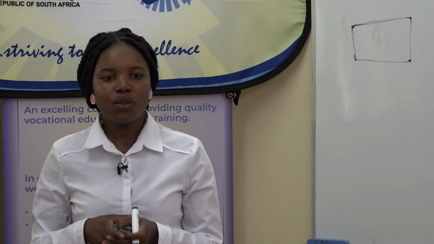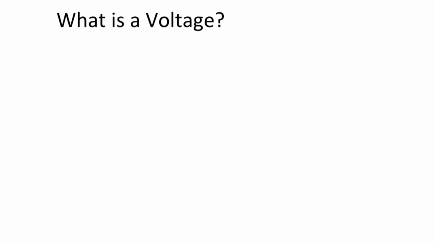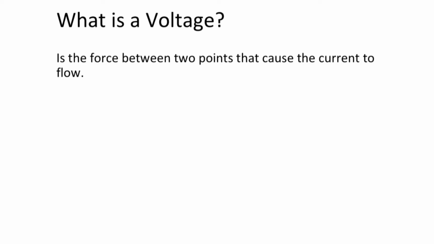Therefore, let us look at the relationship between current, voltage, and a resistor. Firstly, we'll focus on voltage. What is a voltage? We say a voltage is the force between 2 points that causes the current to flow. The force between 2 points that causes a current to flow.